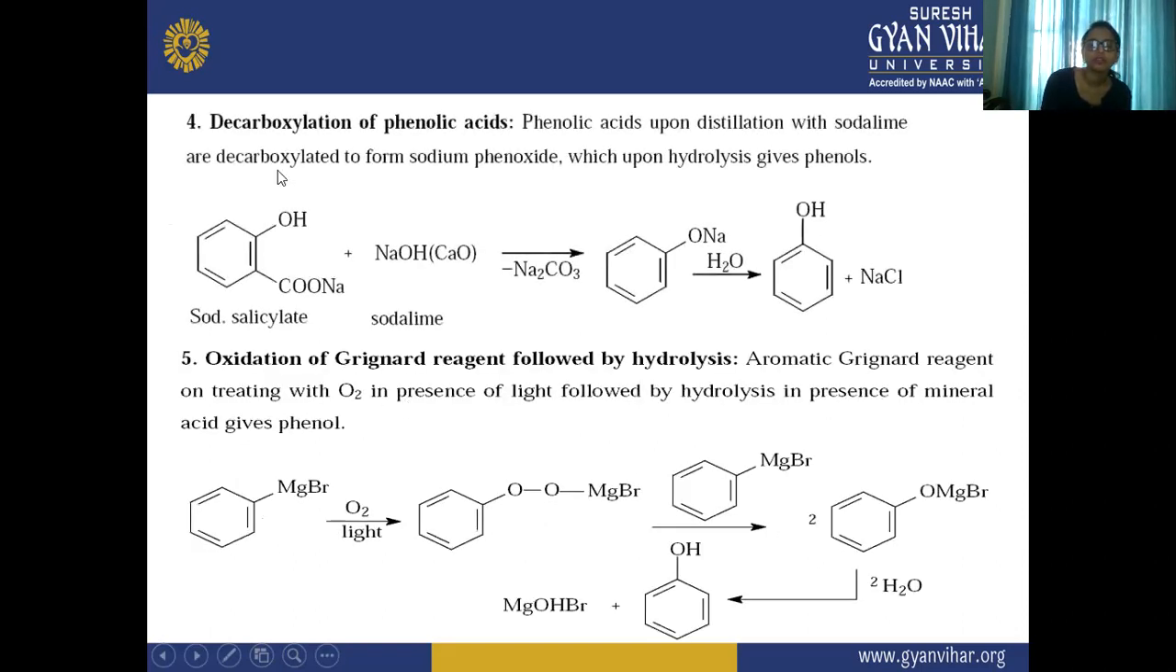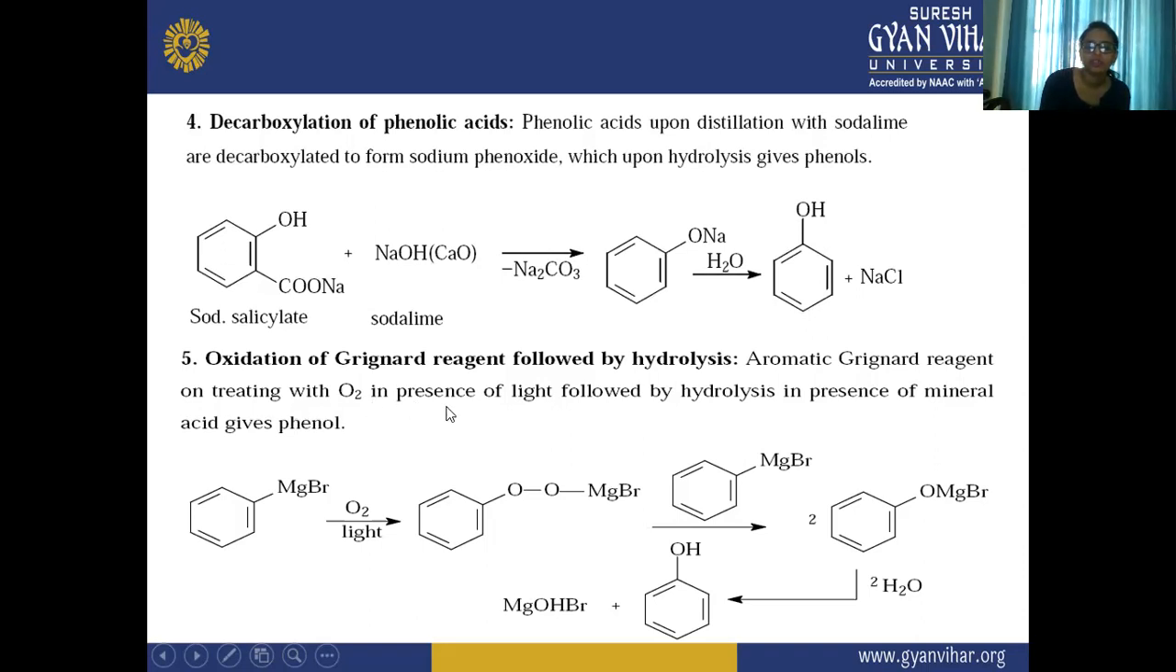The fourth reaction is decarboxylation of phenolic acid. Phenolic acid upon distillation with soda lime is decarboxylated to form sodium phenoxide, with Na2CO3 and H2O removed, which upon hydrolysis gives phenol plus NaCl.